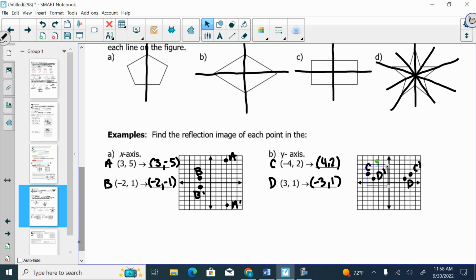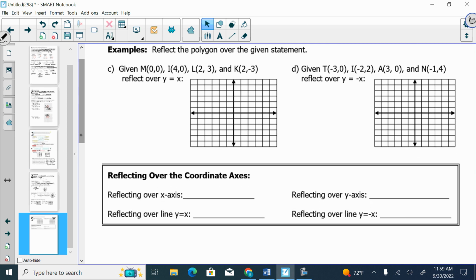All right, let's flip it over onto the back. Last two. Okay, it says given the points M, I, L, and K, reflect it across the line y equals x. So where would the line y equals x be? What does the line y equals x look like? Just like the parent function, right? So it goes through here like this. So if I'm reflecting it across the line y equals x, I'm basically reflecting it across and down, right?